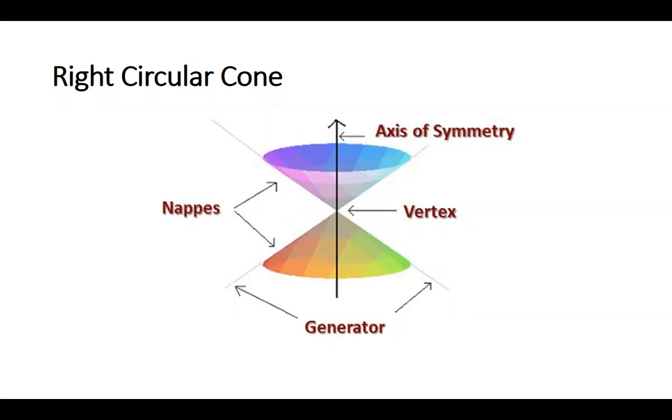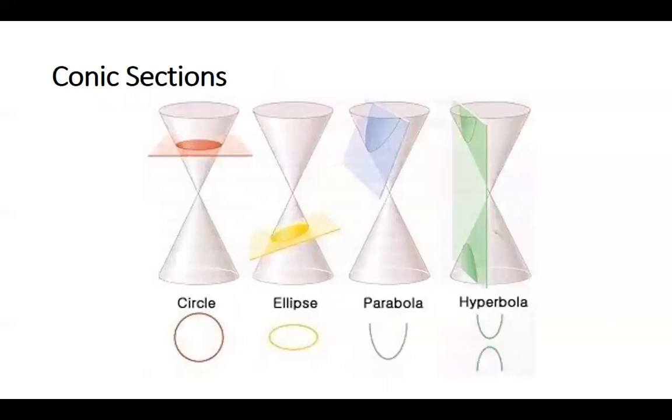But what are the conics? You should be familiar with at least three of them, possibly four. Your conics are a circle, which is when you take a two-dimensional plane and slice it through one of the cones, part of your right circular cone, perpendicular to the axis of symmetry, and that creates a circle.